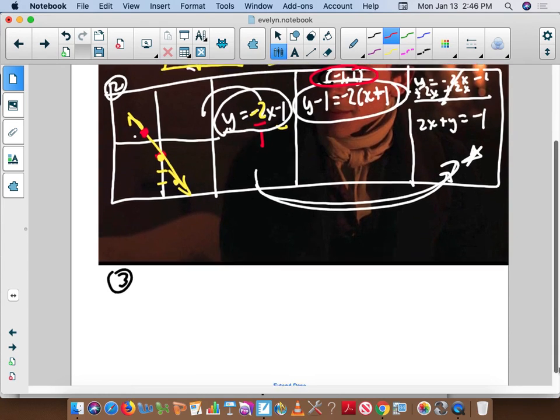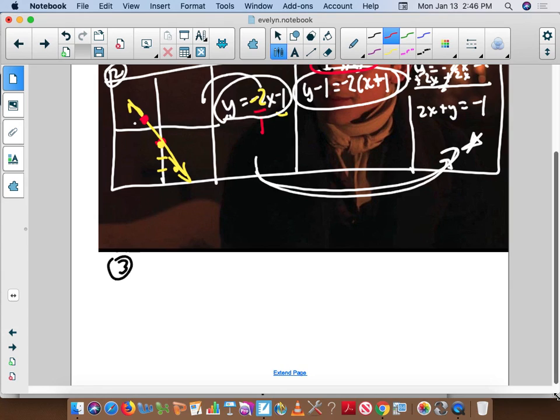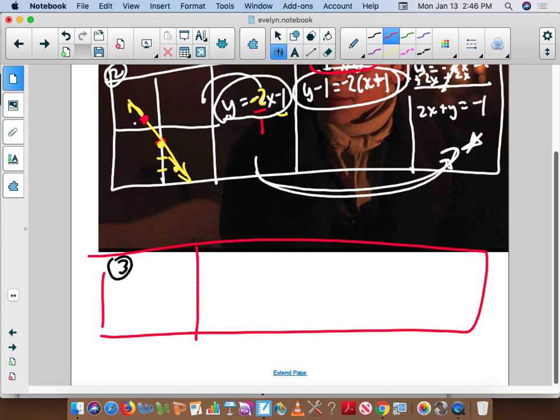Number 3. So go ahead and look at your graph on number 3. You have a graph which looks like this. All right, everybody sees that picture. All right, let's do the first box, slope intercept.